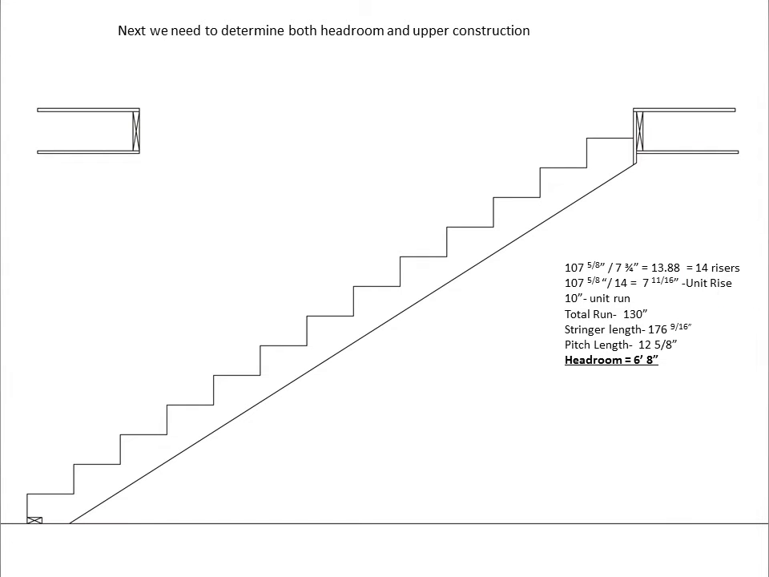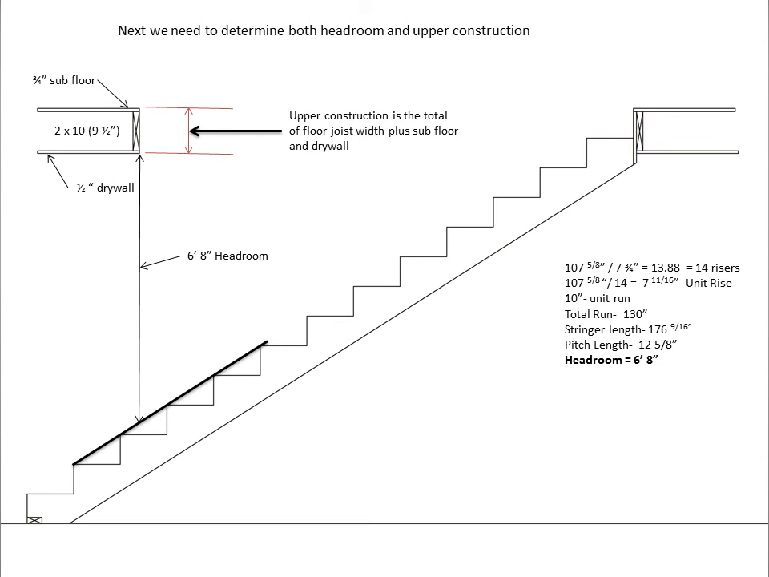Next, we need to determine our headroom and upper construction heights. Our headroom in this example is the IRC code minimum of 6 foot 8 inches or 80 inches. Our upper construction is the total thickness of the upper floor assembly, including joist height, ceiling drywall, ceiling trim, subfloor, and finished flooring. In this example, that combined thickness is 10 3/4 inches.